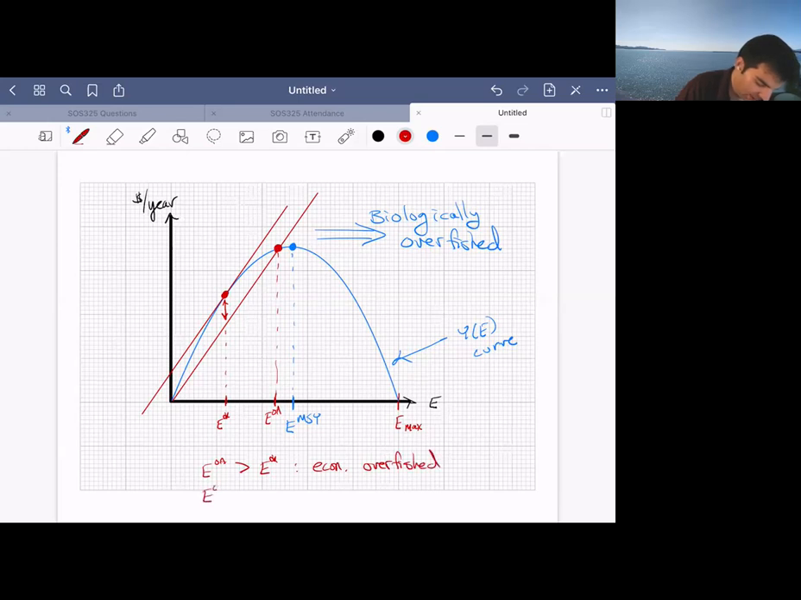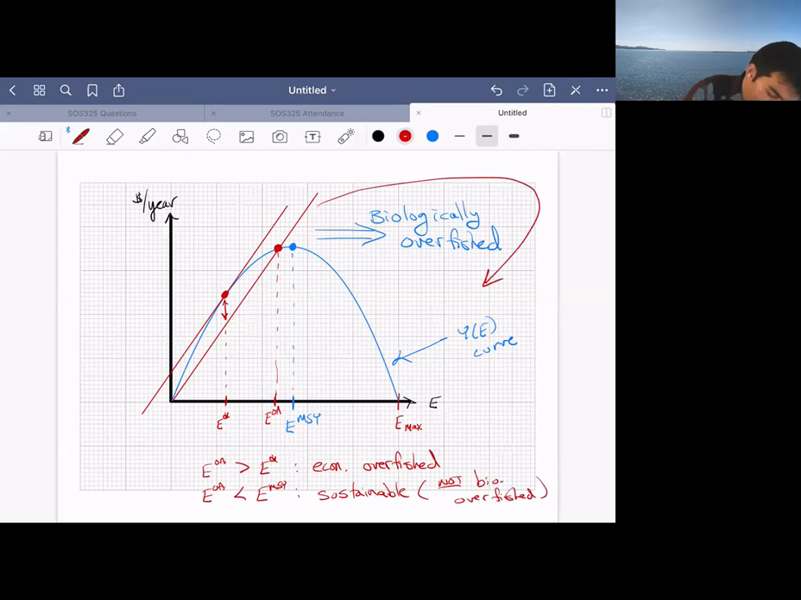But E_OA is less than E_MSY. So it's sustainable. So it is not biologically overfished. And we get that just by having, we could view this as very expensive effort cost. Or you can think, boat operating cost.